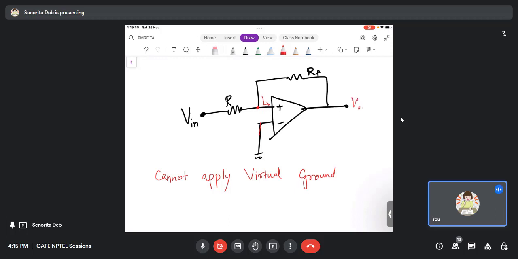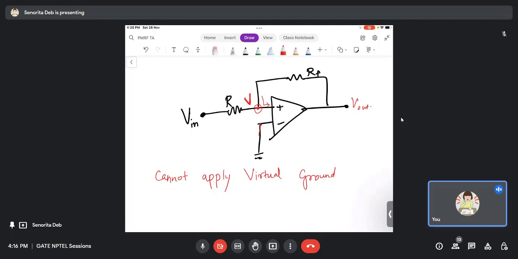So if virtual ground is not applied, then what can I do? In this case, this is a V. I'm just assuming a voltage at this node V. Now what will the op-amp do? The op-amp is nothing but an error amplifier. Its job is to compare its two inputs, and it tries to take the difference to 0. It basically compares the two inputs, or you can say it subtracts the two inputs, whatever the difference is.